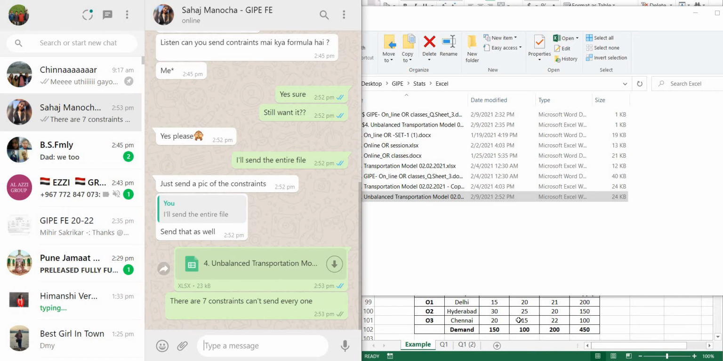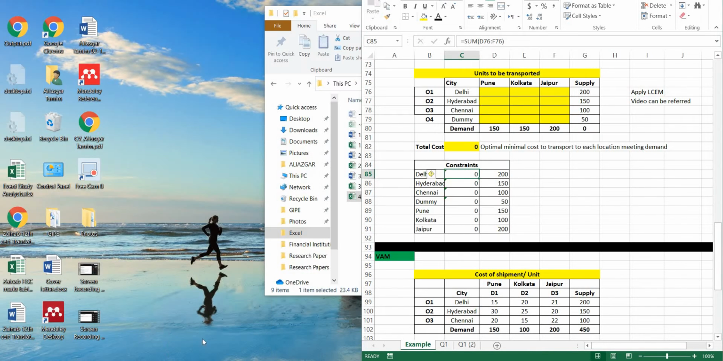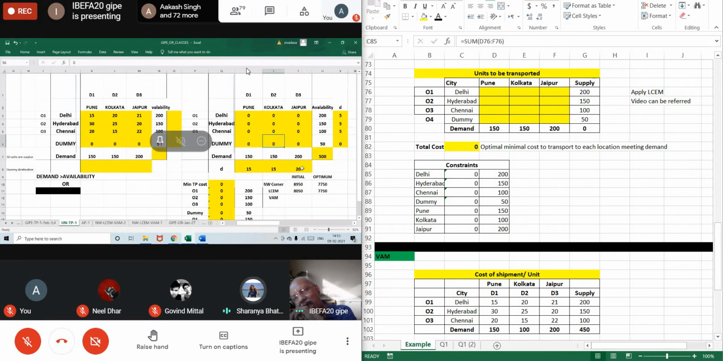I have just one question. If in the exam you ask, find the value by VAM method, and if we do it with the highest difference, and someone does it by the lowest difference, both the answers will differ. No? Initially it will differ. After finding the optimum value, the answer will be the same. But just by VAM, the answer will differ. How many answers are possible? Only two answers possible.